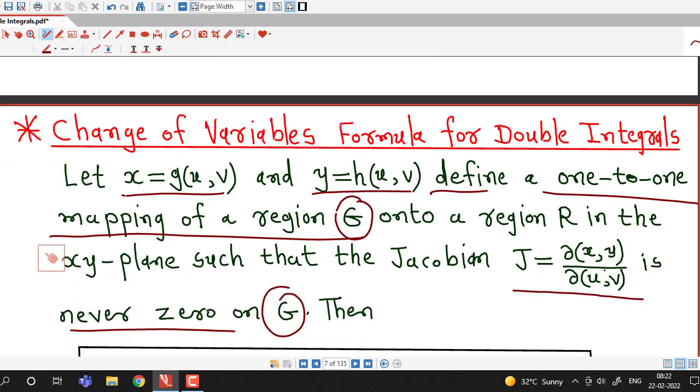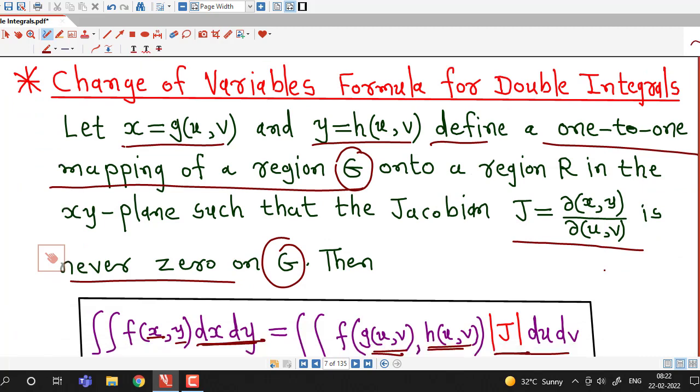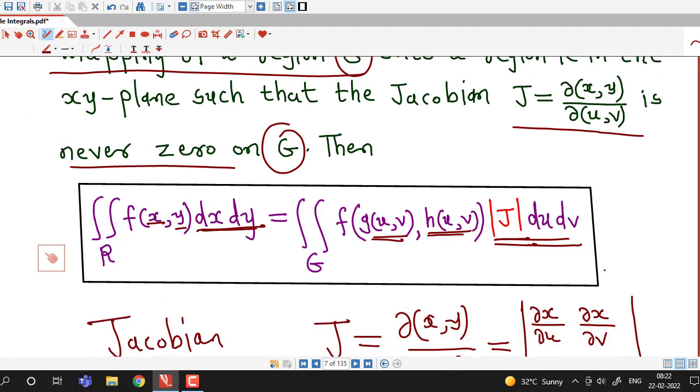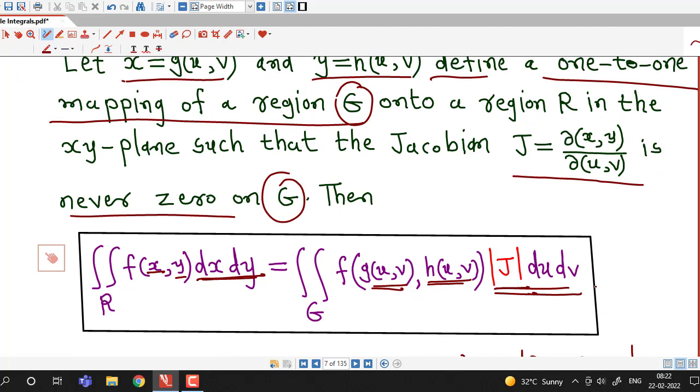So in this lecture we have discussed how to apply change of variables in double integrals. In the upcoming lectures we will discuss problems related to this change of variables formula. So this is all about this session.